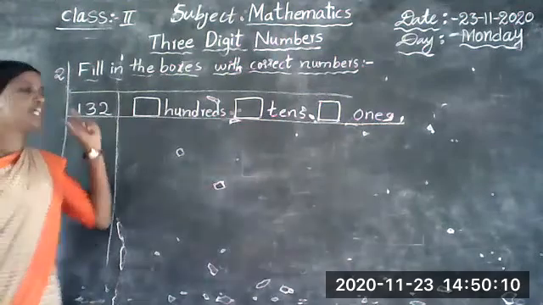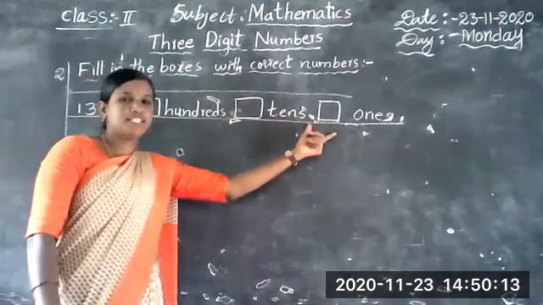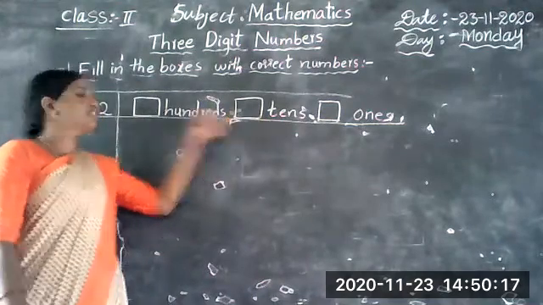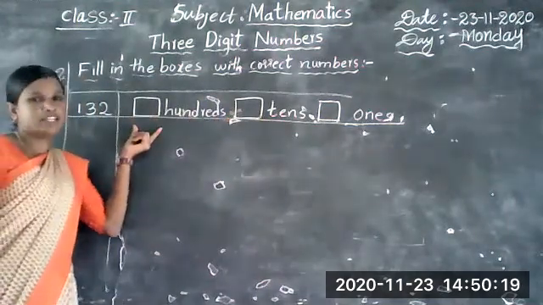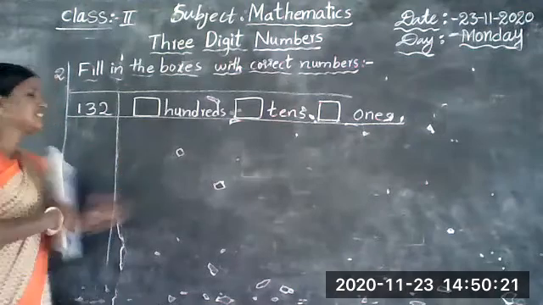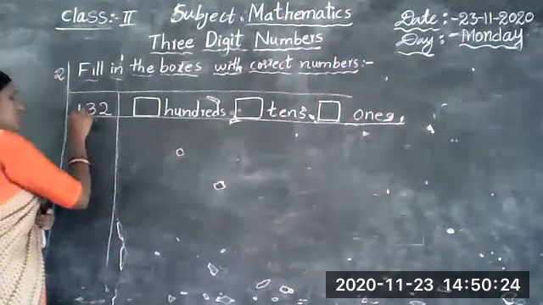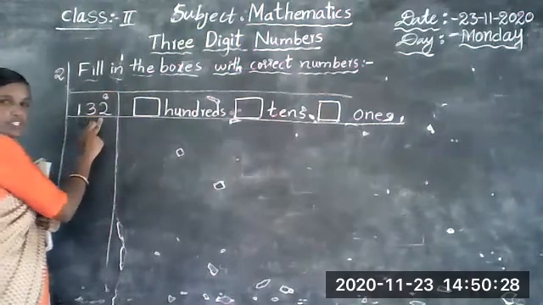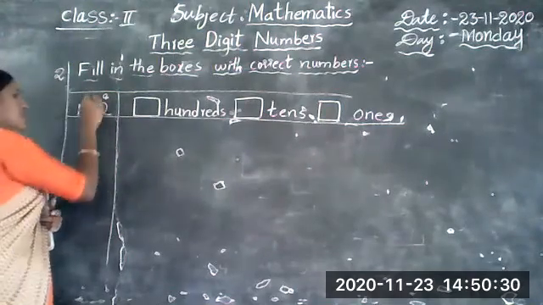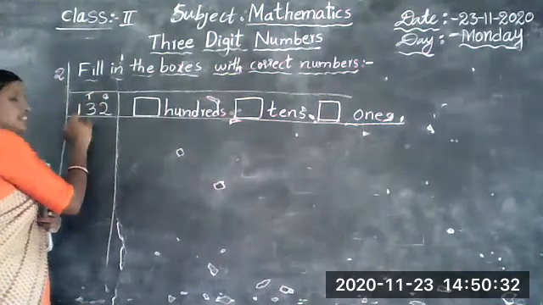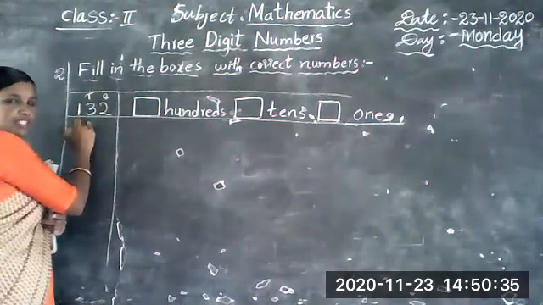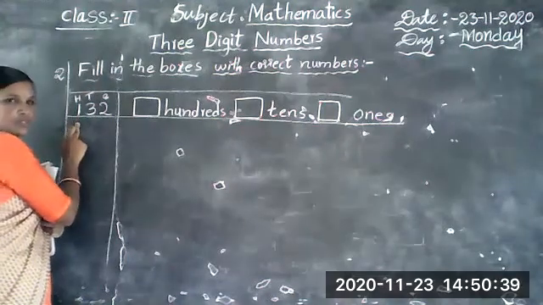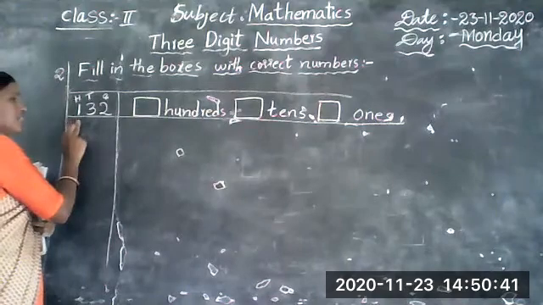132. Now we should write which number is there in ones place, which number is there in tens place, which number is there in hundreds place. Let's see the number 132. So first in ones place is number 2. Next tens place 3. Tens place 3. Hundreds place 1. So the number name is 132.